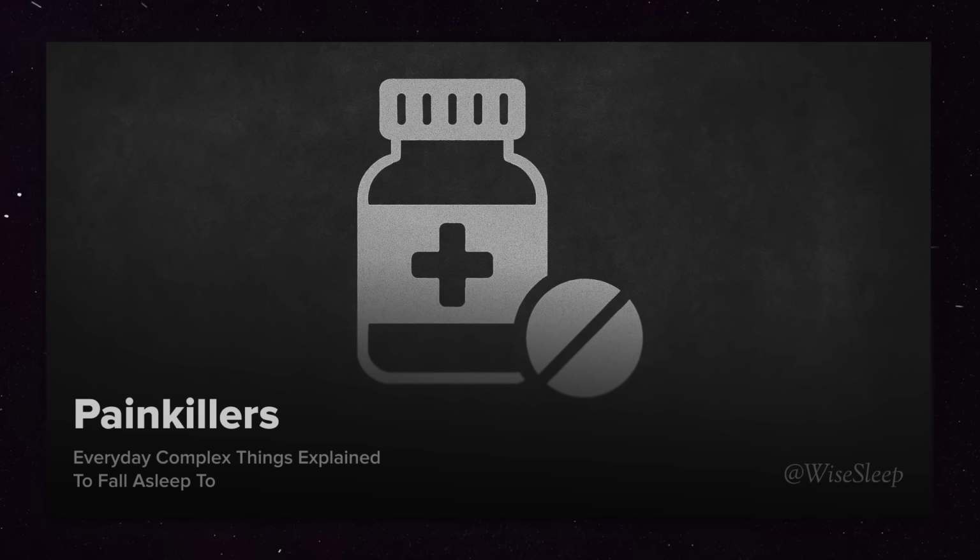The second type includes stronger painkillers called opioids. These require a doctor's prescription and are used for more serious pain, such as after major surgery or in cancer treatment. Opioids work by attaching to specific receptors in the brain and spinal cord, blocking pain messages. Because they're powerful, they must be used carefully. Long-term use can lead to tolerance, dependence, or other side effects.